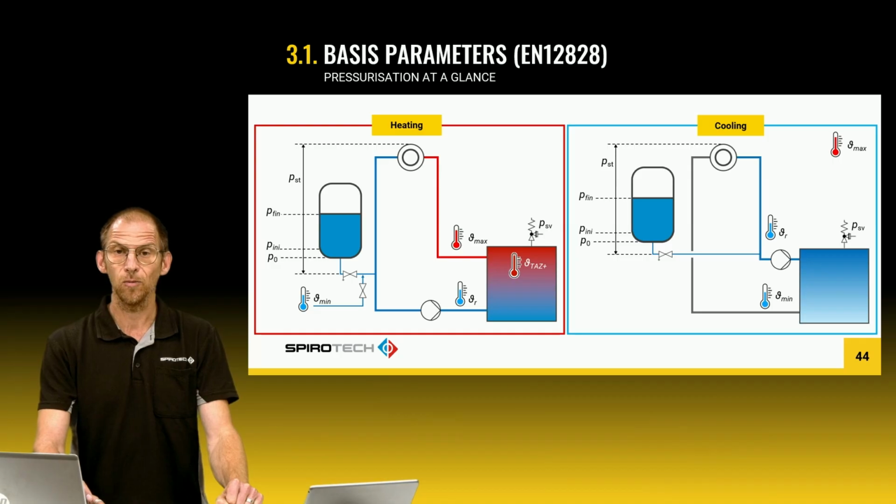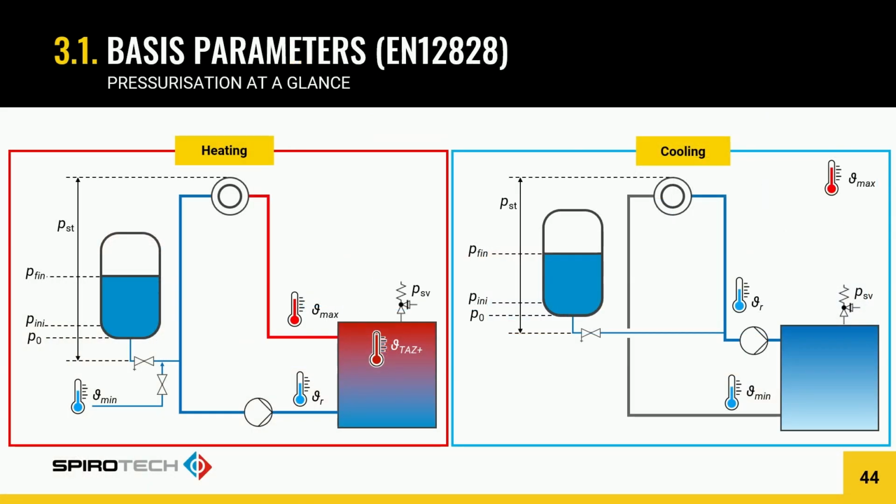This slide ties the key inputs back to the system layout, so you'll see where to read or derive them. For both heating and cooling, you can locate the static height, which is here, P0, I think it's here, P ini, so initial pressure, and end pressure or final pressure. The safety valve setting, PSV, and the relevant temperatures, the minimum, the maximum, safety, etc. Beside these, you'll also need the total system volume and the fluid medium. These are used to calculate the expansion volume and the required vessel size.